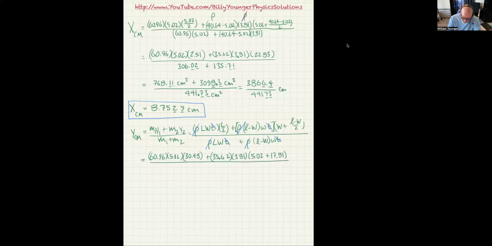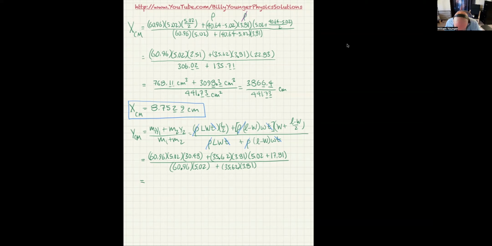Now all I have to do is write the mass part of this that's left. In other words, leave out the L over 2, leave out the W plus (L minus W) over 2. That's going to give me basically 60.96 times 5.02 plus 35.62 times 3.81. And you can see that centimeters squared in the bottom. So I got centimeters cubed over centimeters squared. That should be pretty good.